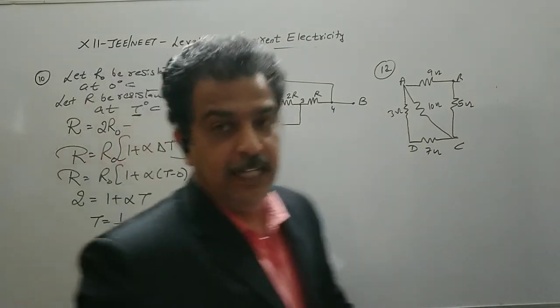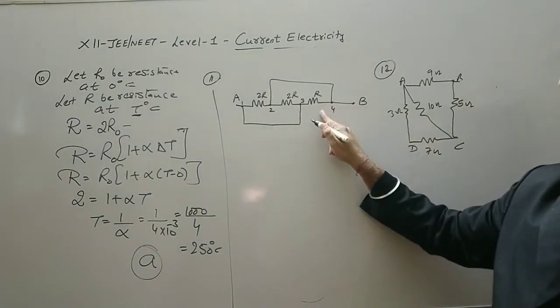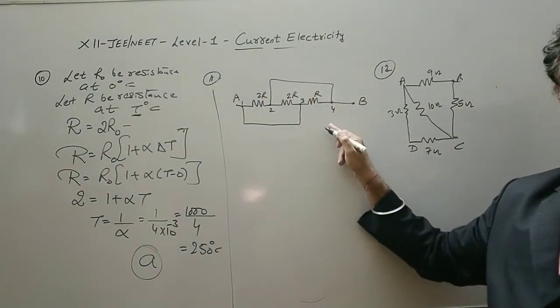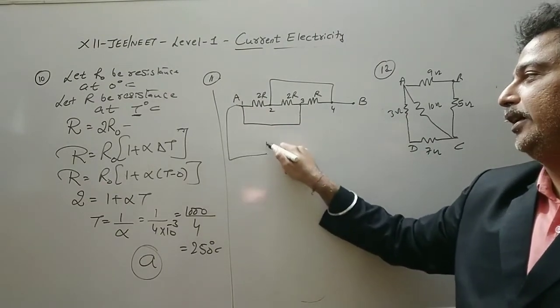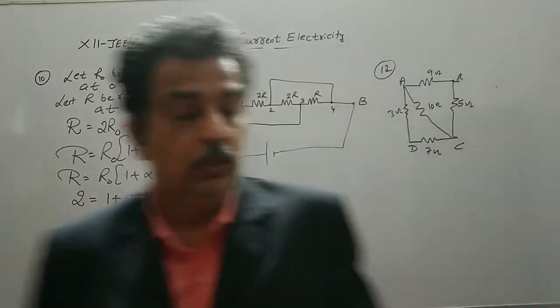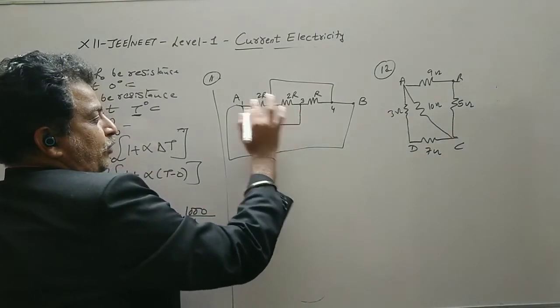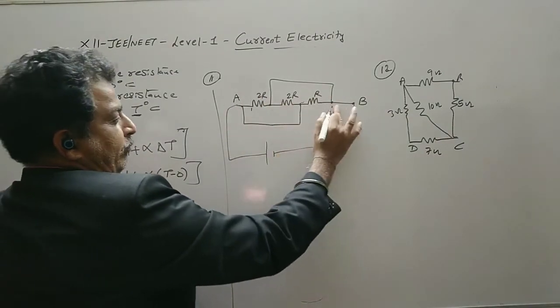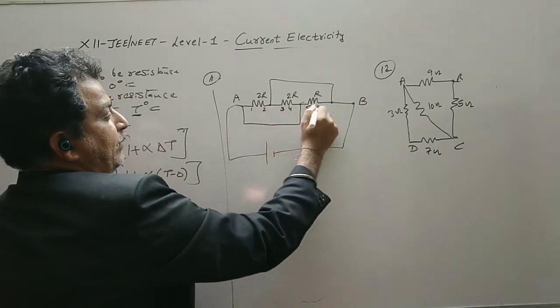Now question number 11. We have three resistors 2R, 2R, R connected as shown in the figure. You have to find out the equivalent resistance between points A and B. So we connect a battery. Now we can name the points on these resistances 1, 2, 3, 4. We name the two ends of each resistance, so 1, 2, 3, 4, 5, 6.